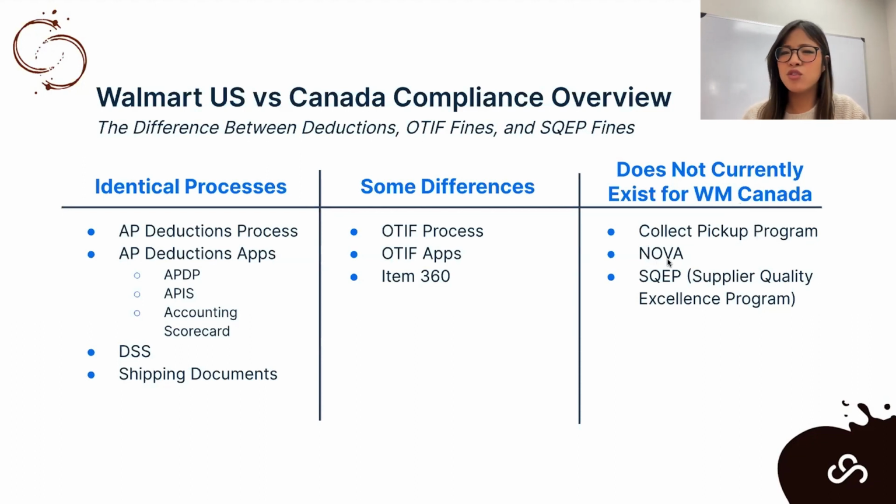Nova, now that's an unfortunate one. Nova is actually a pretty powerful application when it comes to PO tracking and cancels and things like that, but unfortunately it's not currently available for Walmart Canada. And then SQEP, which is relatively new. It's about a year and a half old at this point. The Supplier Quality Excellence Program. That's around barcode, labeling, ASNs, and things like that. It does not currently exist for Walmart Canada either.